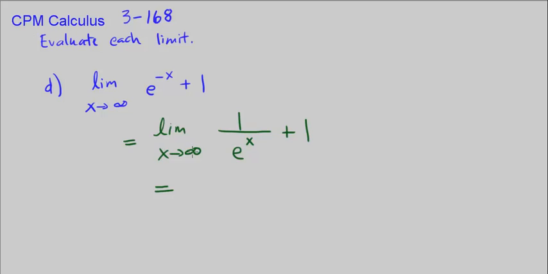So I'm going to plug in infinity in here, kind of not really plugging it in, but as x approaches infinity, we know that this approaches 1 over infinity, right, which approaches 0. So the limit as x approaches infinity is equal to 0 plus 1, right, because we still have a plus 1, and that's equal to 1. All right? So that ends CPM Calculus Chapter 3, number 168.